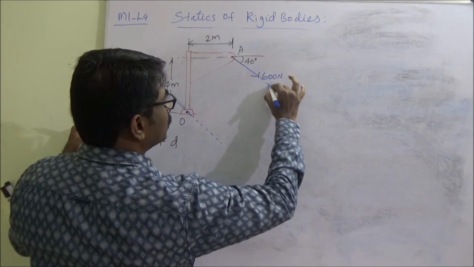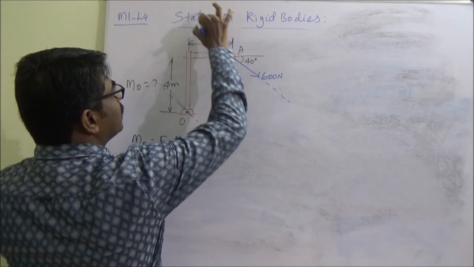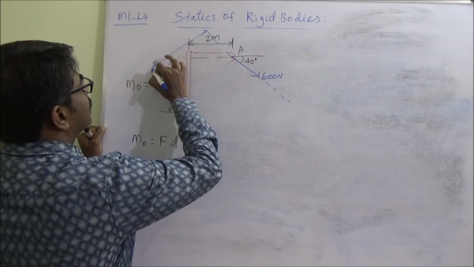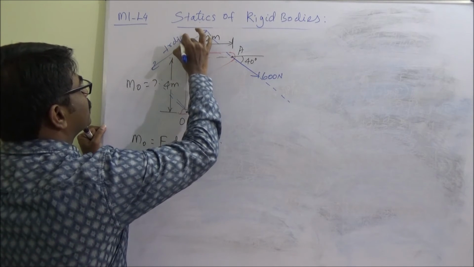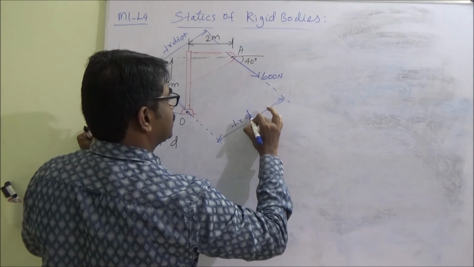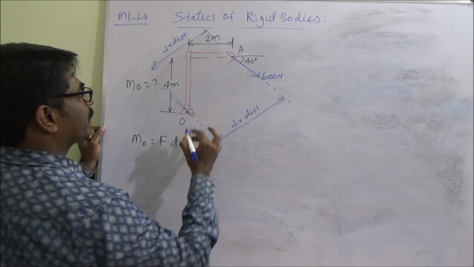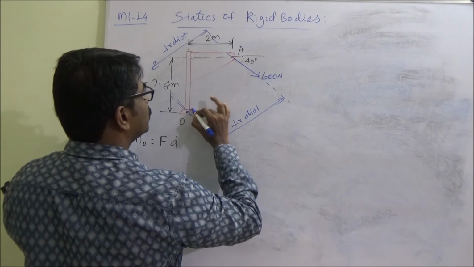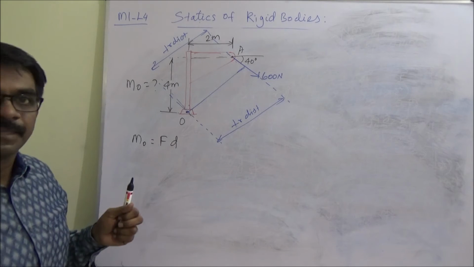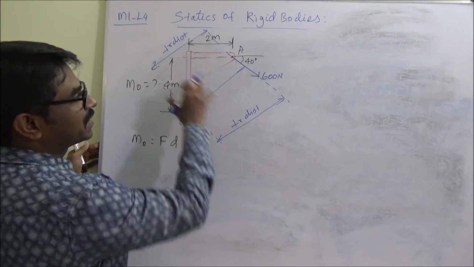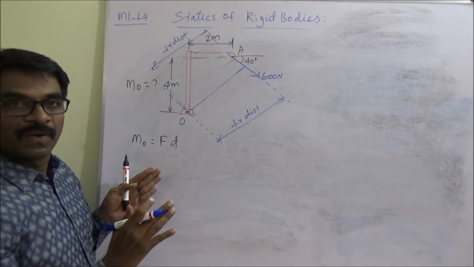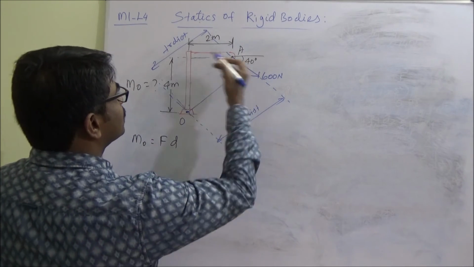Now you can extend this anywhere in the line of action. Okay, this distance is the perpendicular distance. I can draw through this O also. This is the perpendicular distance. Okay, all these distances are same, so this is the perpendicular distance. Okay, now what is this distance?